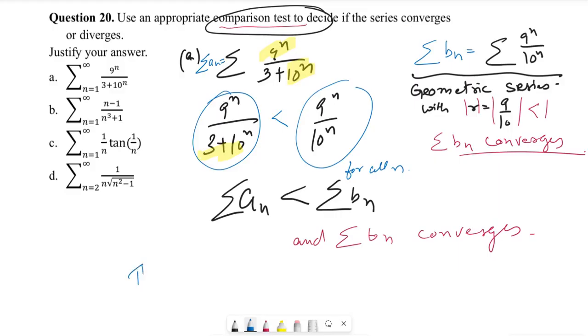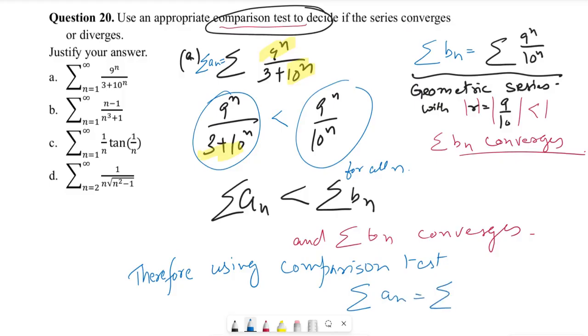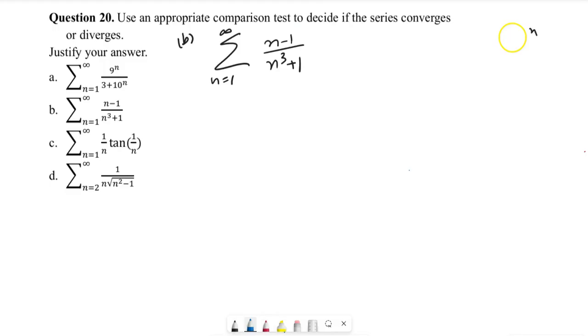Therefore, using the comparison test, sigma an, which is 9^n over 3 plus 10^n, also converges. Because if this larger series converges, then the smaller series should also converge using the comparison test. Let's work on this one.